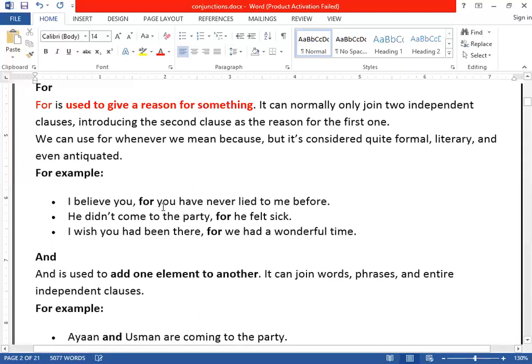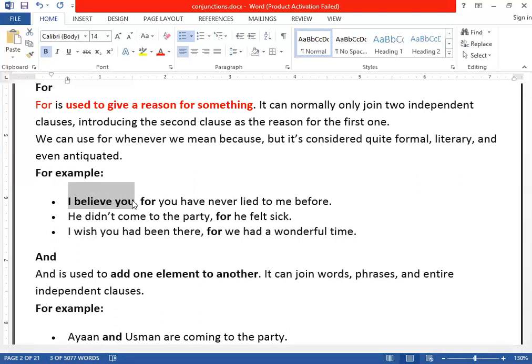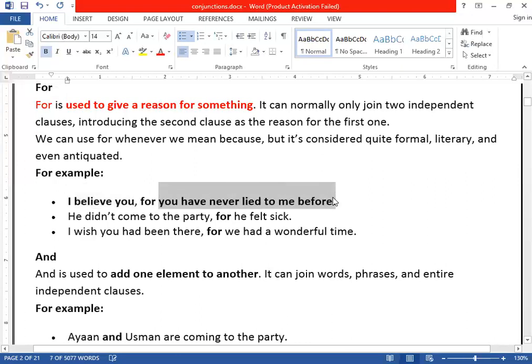Let's take some examples. For example, I believe you. This is one clause. We want to give a reason now. For you have never lied to me before. Look, this is the reason. I believe you. Why do I believe you? What is the reason I believe you? That is, you have never lied to me. So we have used FOR here.